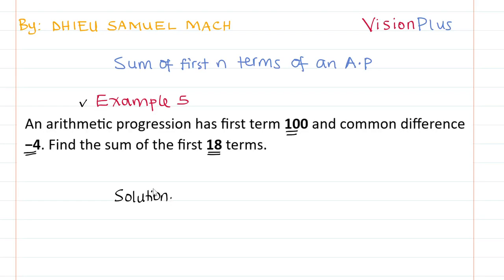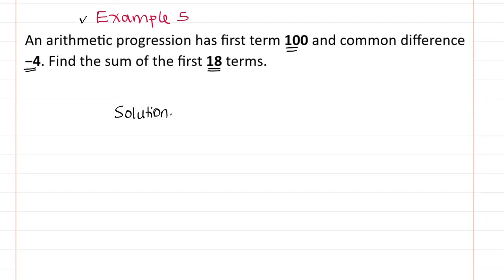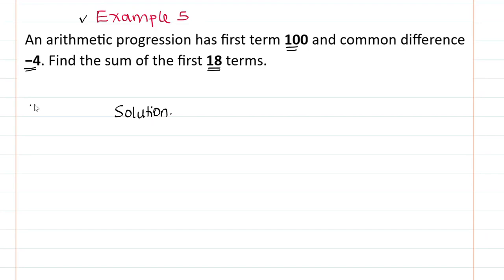We know the formula. There are two formulas, and I'm using the first one for the first 5 examples. Therefore, in the next example, example 6, I will use the second formula of the sum. The first formula is that the sum of the first n terms is given by n over 2 into (2a + (n - 1)d).